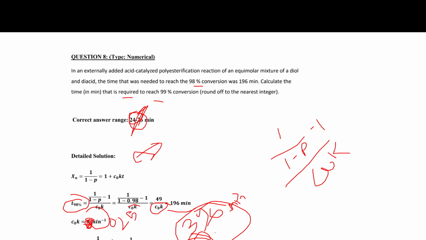So 1 minus P means 1 minus 0.995, which is 0.005. 1 divided by 0.005 comes to 200, and 200 minus 1 is 199. So the numerator will be 199.